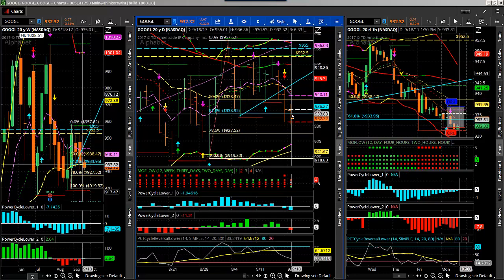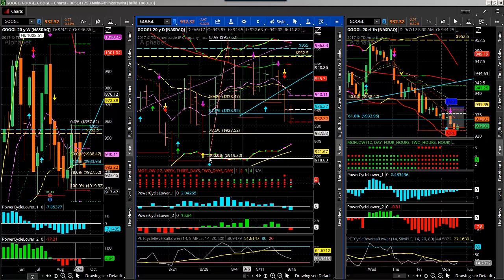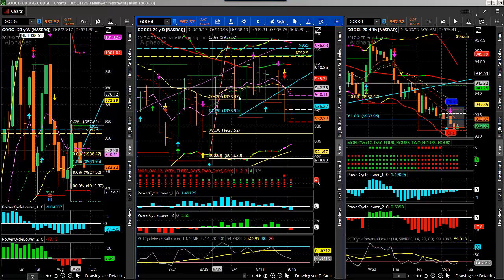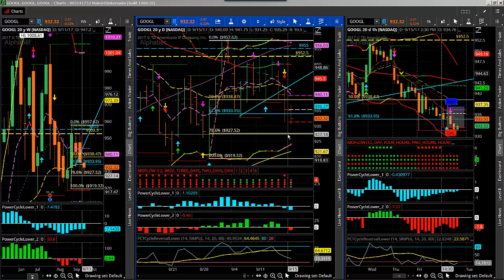So the first one, we're looking for this target, though. You need to always have a target in mind as to where you think it will go, and I like to use Fibonacci. So if we take the Fibonacci swing low to high here, you can see it's broken this 618, which is another key. So the next level is right here at about 927.